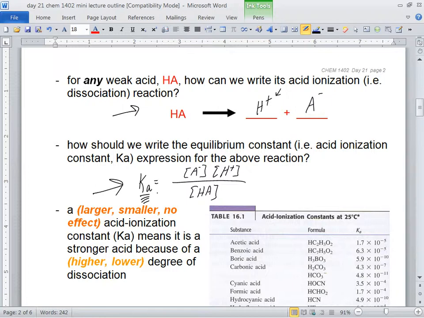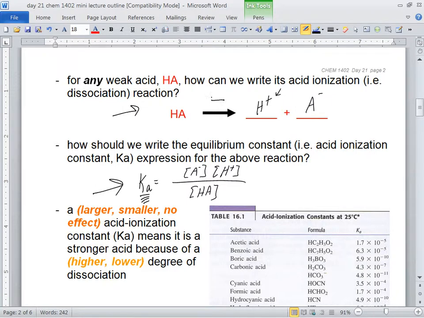Well, that would mean that it's a stronger or weaker acid. If something is a stronger acid, would it generate more H plus in solution or less? The stronger acid should generate more H plus. So if you've got a lot of H plus, that means you've got a lot of product, so Ka should be bigger, right? That makes sense?